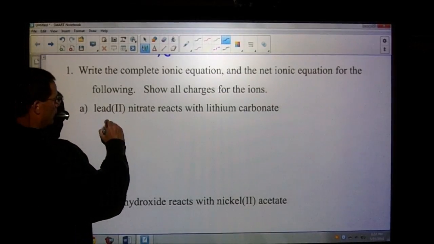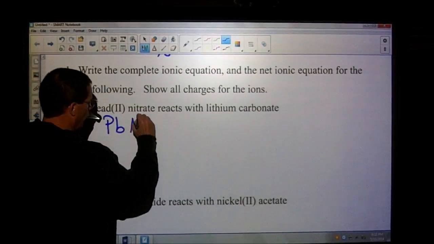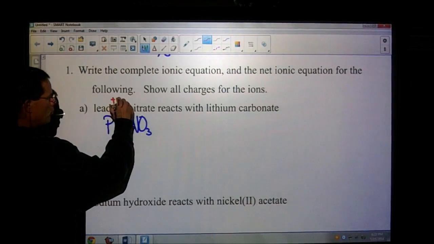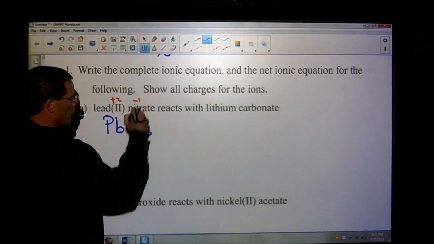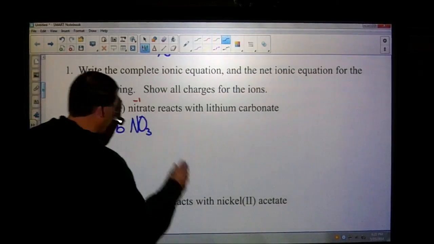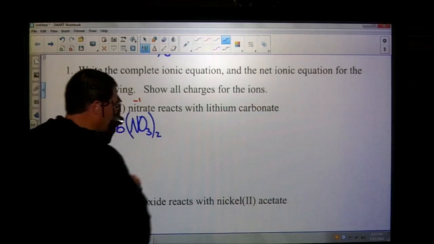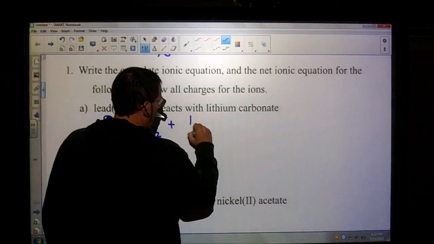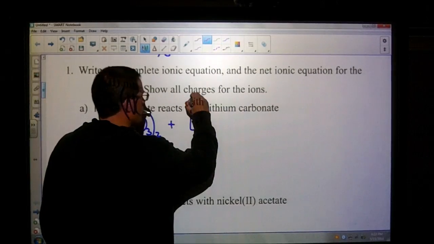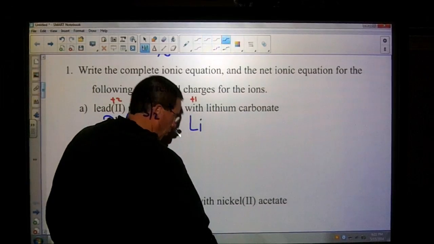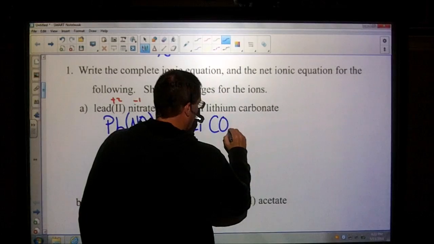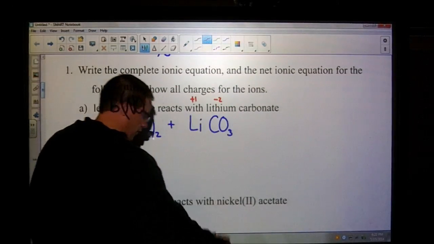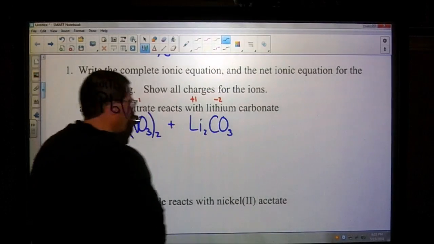So here we have lead 2 nitrate, so Pb(NO3)2. Keeping in mind, lead has a +2 charge, because it says so there. Nitrate's a -1. So that means that we're going to need 2 nitrate ions. Reacts with lithium carbonate. Lithium has a +1 charge. Carbonate, which we just wrote not too long ago, has a -2 charge. So that means that we need 2 lithium atoms.